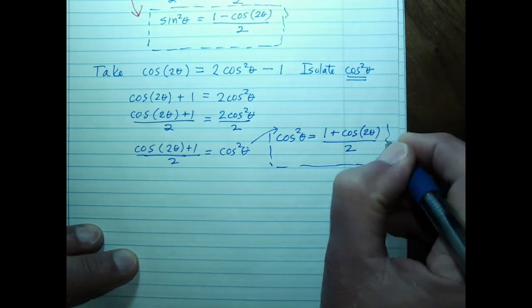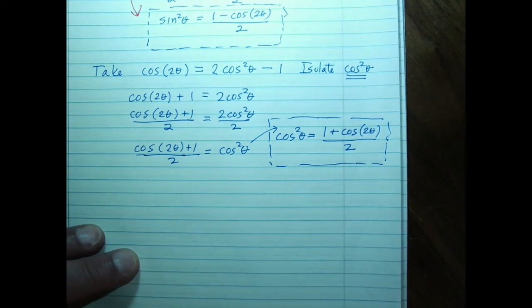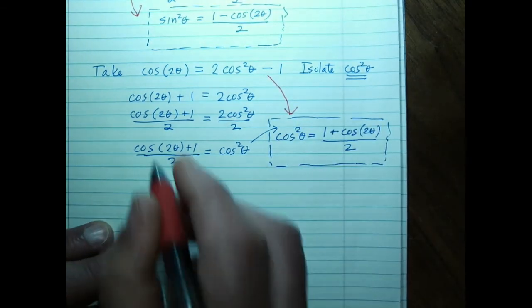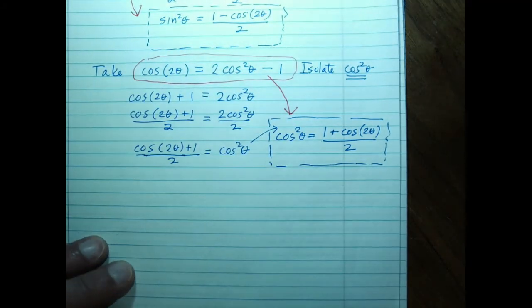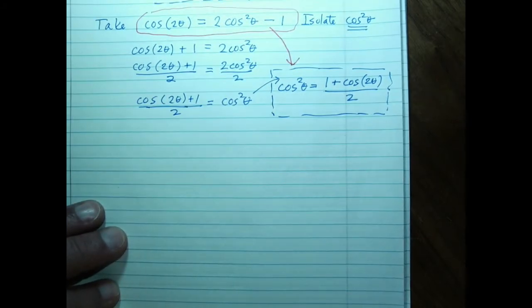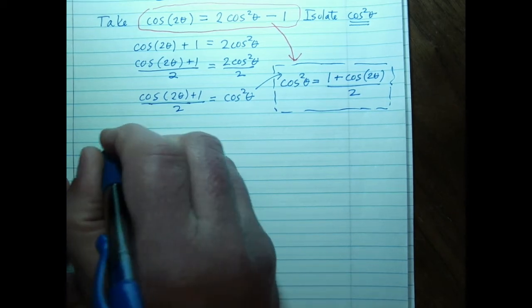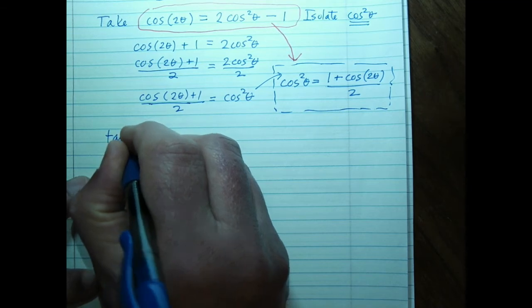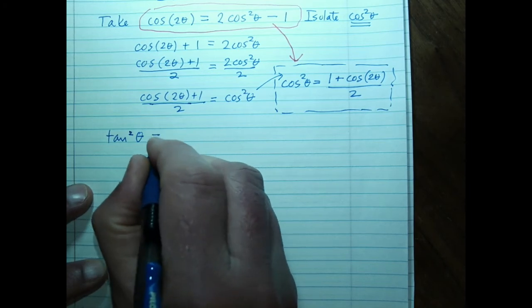And I'm just going to put a dotted line around this because I don't think it's really its own brand new identity because it just fell out of one of our versions of our double angle identity for cosine. And one more, we're not done yet. I'm going to take tangent now. And I'm going to go right to tangent squared. And I'm going to take a little twist.